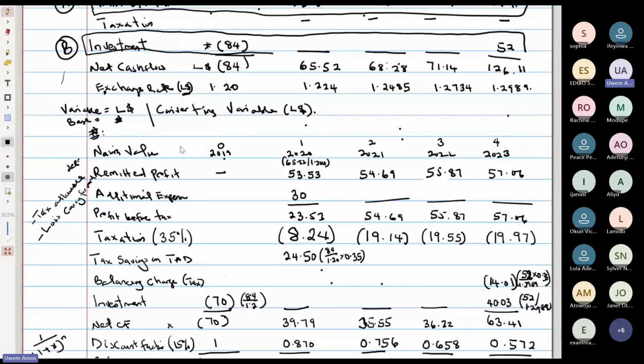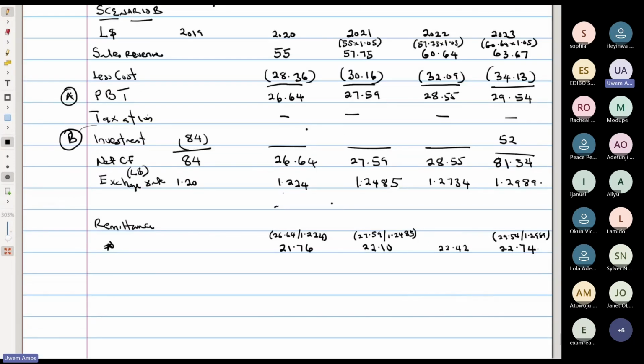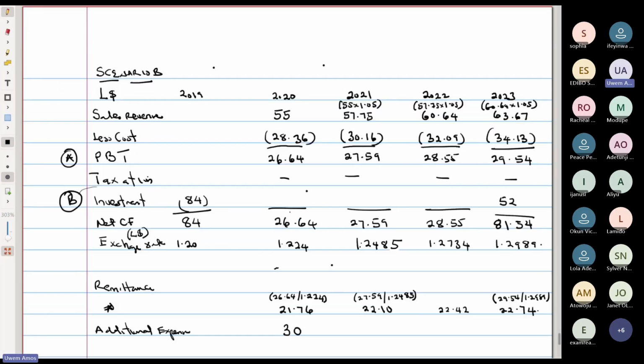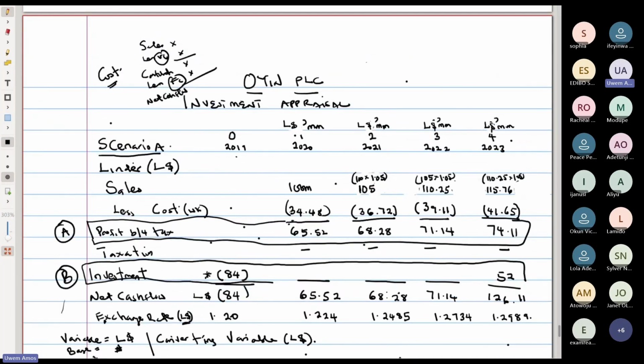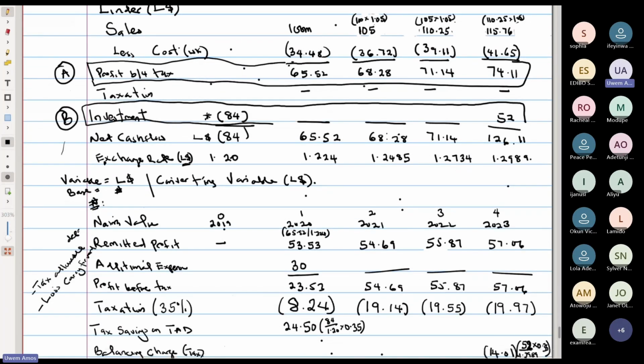So what is for everybody? We have additional expense of 30. That doesn't change, so I'm bringing that in. Additional expense of 30. Then another thing from scenario A, sorry, for everybody, which we already saw in scenario A. Okay, I think that was the only thing.